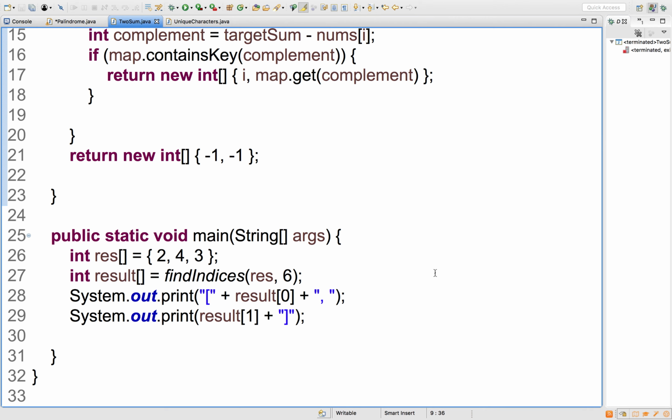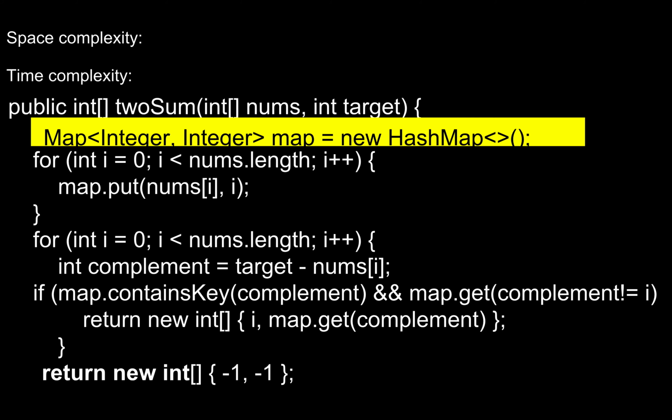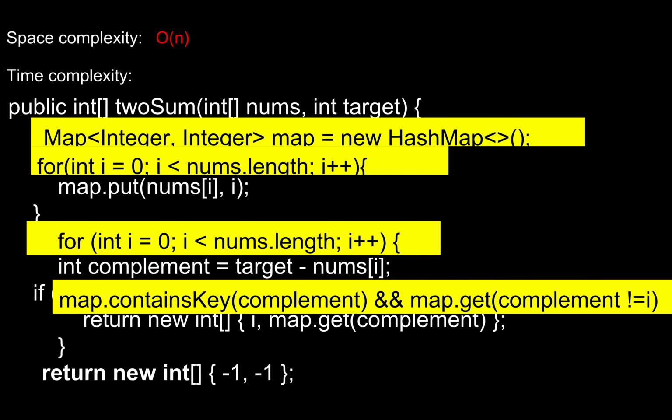Okay, now let's discuss its complexity. For space complexity, we are using extra space in terms of the hash map, and we are putting the entire array of n elements into the hash map. Hence the space complexity would be order n, where n corresponds to the number of elements present in the array. For the time complexity, we are using two loops, but they are individual and independent loops, and we are iterating each element of the array exactly once. And all the map functions are order 1. So the total time complexity for this particular code is order n.